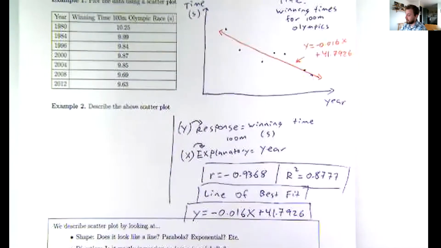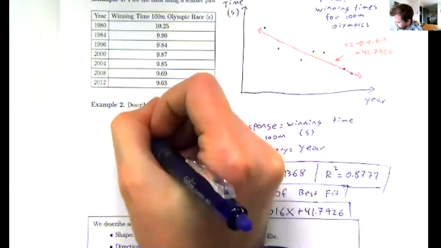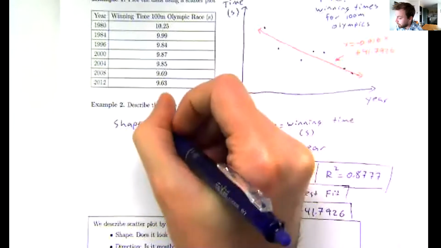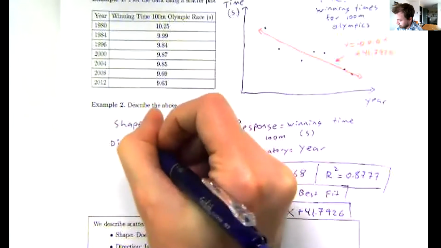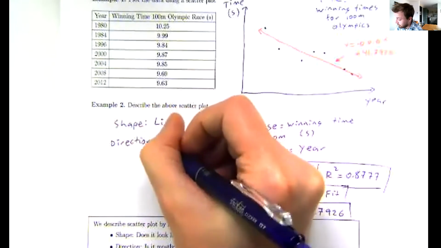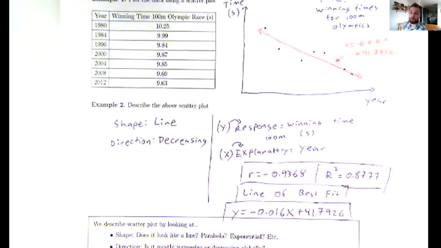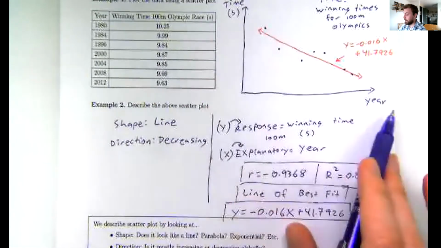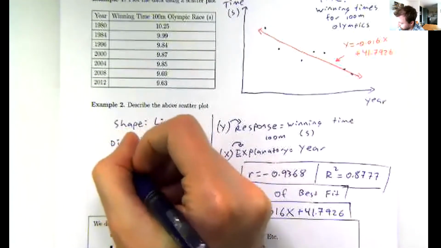So let's describe this scatter plot now using some words. Well, first off, shape. This kind of looks like a line to me. Direction. I would say this line is decreasing. So as time goes on, the finishing times for the 100-meter run appear to be getting smaller. Now, at some point, it's probably going to cap out with like a physical limitation of the human body, but currently it still has sort of this linear feel to it. And finally, I have fit.